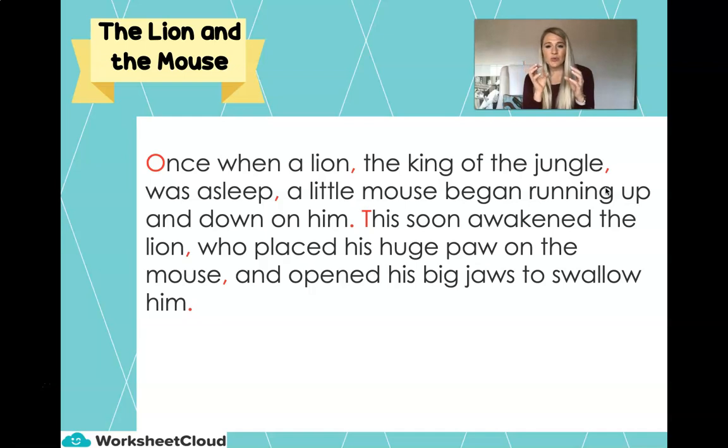So do you see, remember that we have commas in between our different clauses. So once when a lion, comma, that's talking about a lion, the king of the jungle, that's the second clause, comma, was asleep, he was sleeping, comma, a little mouse began running up and down on him, full stop. Okay, because that sentence is quite long already. Full stop. Starting the next sentence with a capital letter. So this has got a capital letter. This soon awakened the lion, comma, who placed his huge paw on the mouse, comma, and opened his big jaws to swallow him. Full stop.